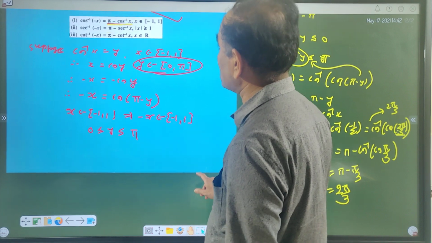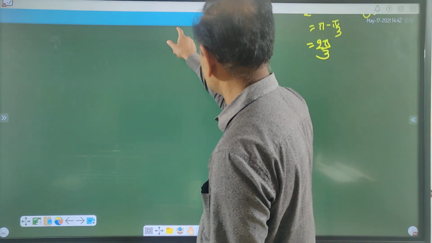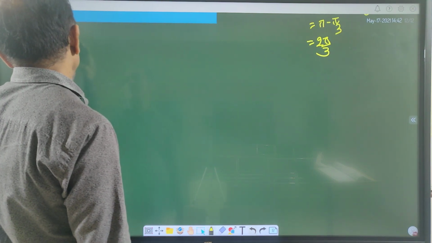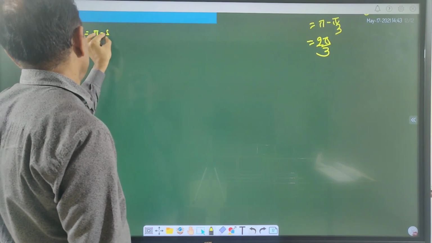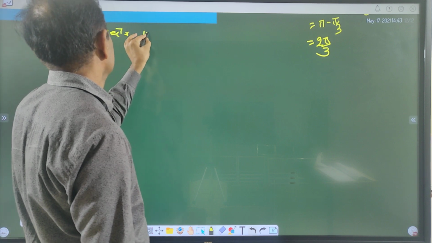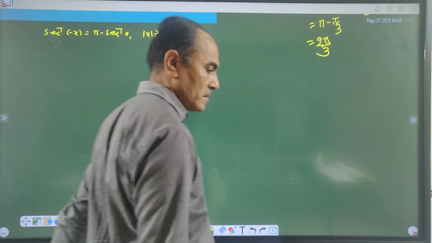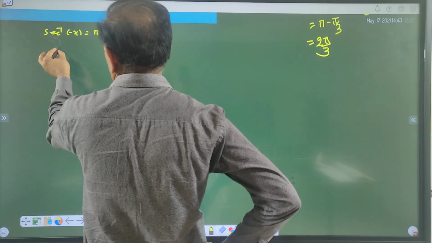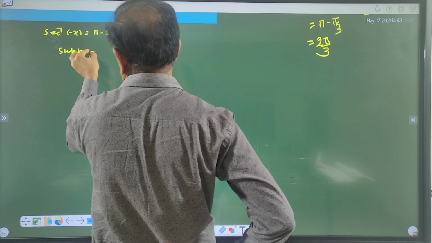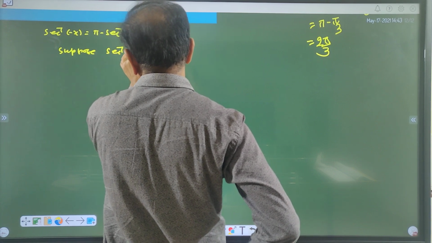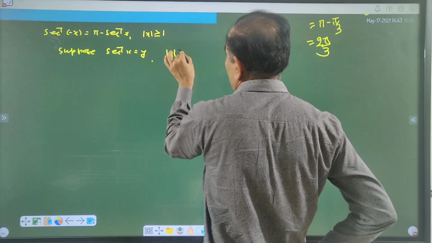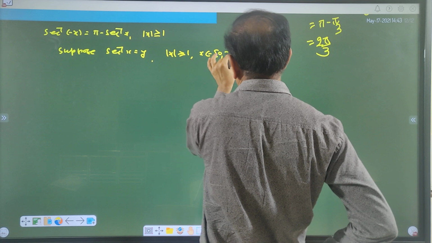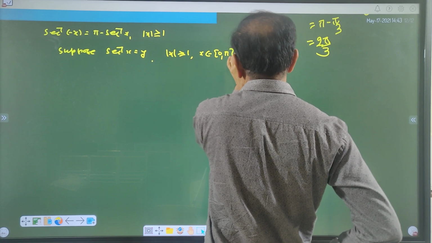Next standard form is given: sec inverse of minus x is equal to pi minus sec inverse x, where mod x is greater than or equal to 1. Clear? So for this part, what do we have to do? Suppose sec inverse x is equal to y, mod x is greater than or equal to 1, and y belongs to 0 to pi except pi by 2.